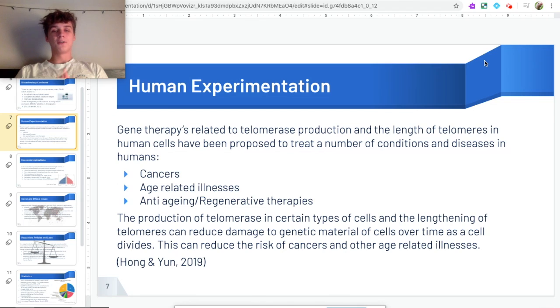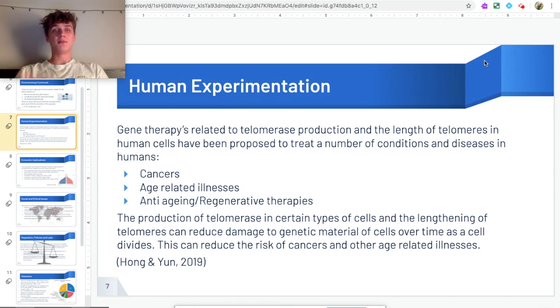So, as Demetra has already said, there are currently no verified or thoroughly tested methods to slow the aging process or to treat telomere related illnesses. However, the research is relatively thorough, and gene therapies related to telomerase production and the length of telomeres in human cells have been proposed to treat a number of conditions and diseases in humans, the largest of which being cancers.